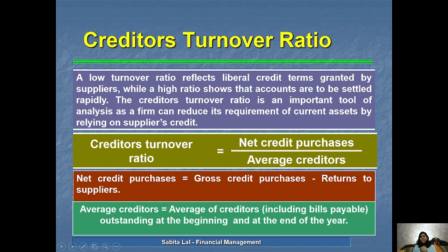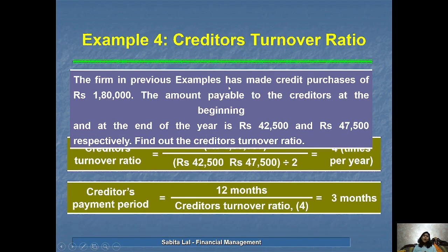So your average creditor includes, again, whatever bills payable are outstanding at the beginning and at the end of the year. Example: the firm has credit purchases of rupees 1,80,000. The amount payable to the creditor at the beginning and the end of the year is given. So you have to calculate the creditor turnover ratio.